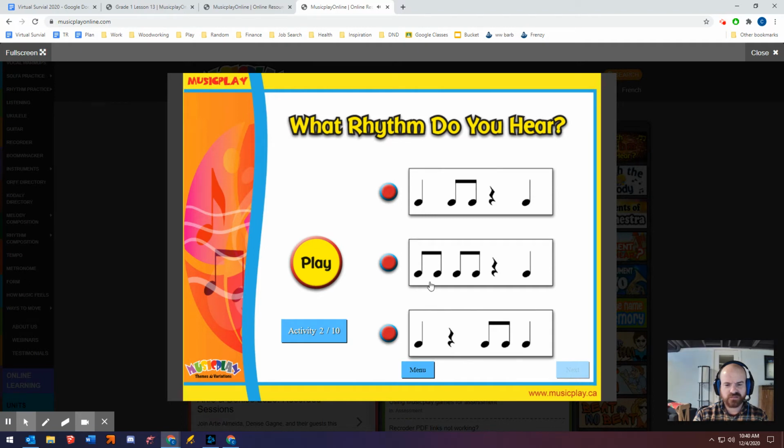Starts with ta. What does this one start with? Yeah, it can't be that one. So it's got to be either this one or this one. I think it's this one. Ta. Say this one with me. Ta. Ti, ti, ta. Do they sound the same? It's because they are.